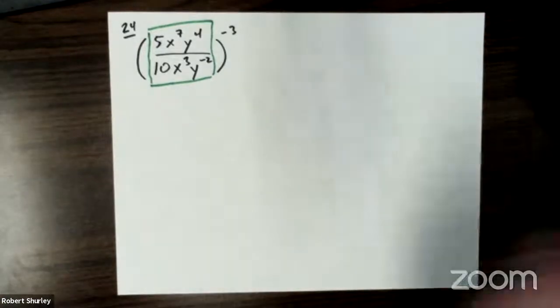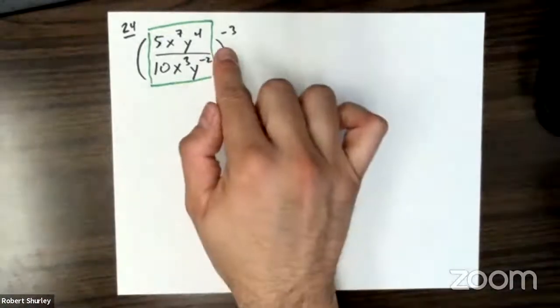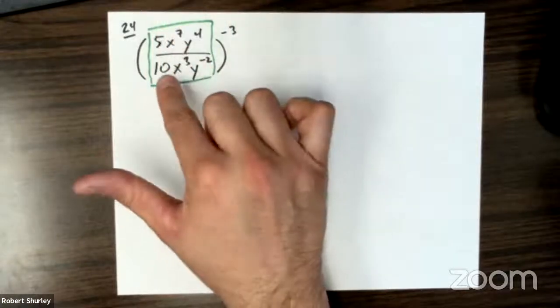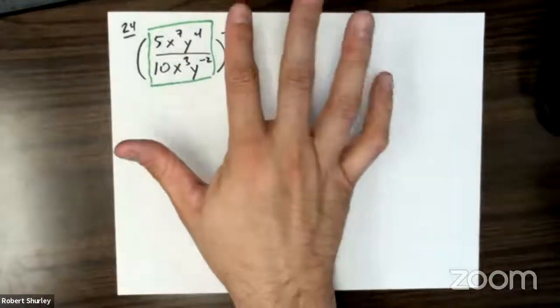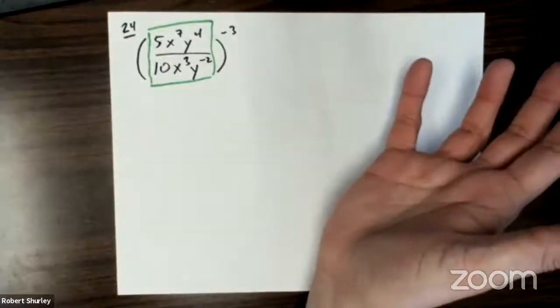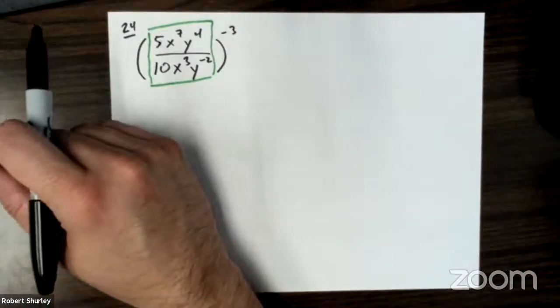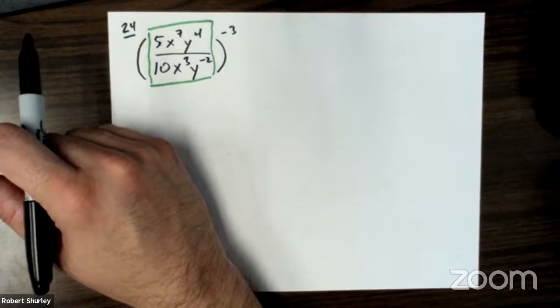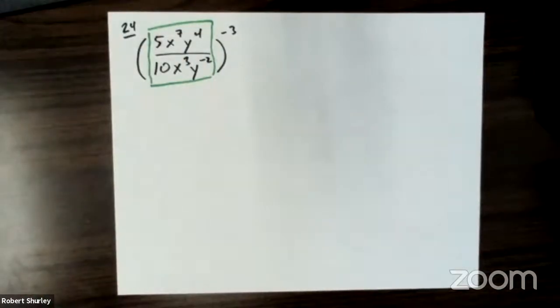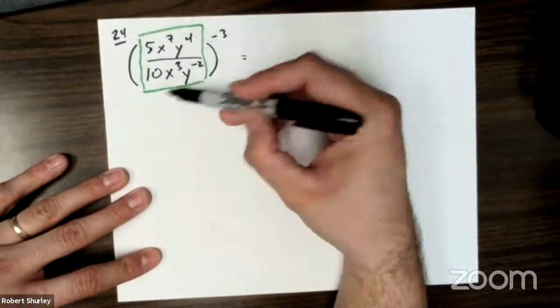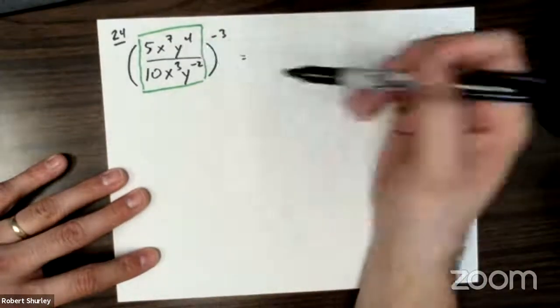That's fine. You can bring the negative 3 to all six parts here: 5, x to the 7th, y to the 4th, 10, x cubed, y to the negative 2. You'll get to the same answer, but you've got a much higher chance of messing something up, making a goofy mistake. So I'm going to simplify this fraction in that green box, and then I'm going to bring the negative 3 in.